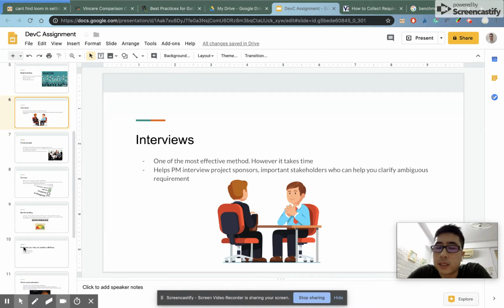This is the most effective method because you can sit down one on one and just verify all the requirements with each person. But the downside of it is that it takes you a lot of time as well, because each meeting can cost you 30 minutes to 1 hour, and you may not have time to do something else.